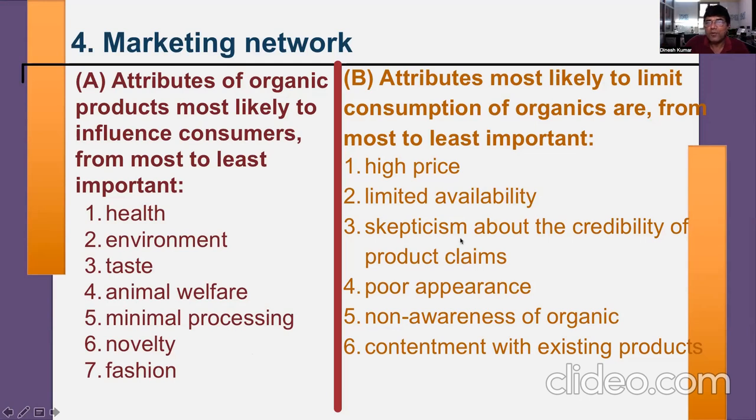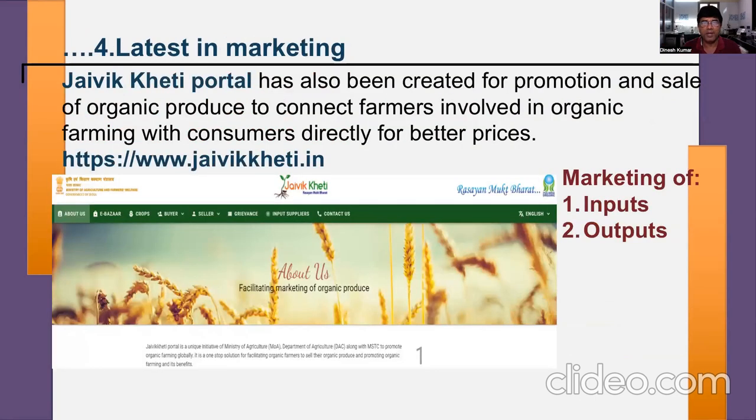On the right side, why they don't want to buy. The number one reason is high price, then limited availability, skepticism, that is credibility is doubtful whether it is organic or not, poor appearance sometimes, non-awareness, and contentment with existing products. So this is how marketing works. There are a number of ways, a number of channels for marketing. Whatever marketing channels are available for conventional products, the same channels can be used for marketing organic products. But here some special models have been developed by different farmers, middlemen, and so on.